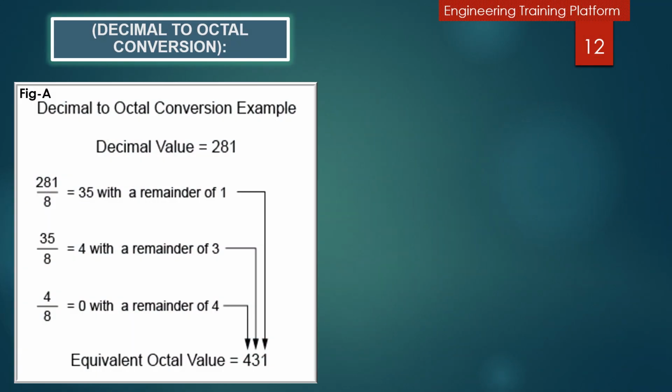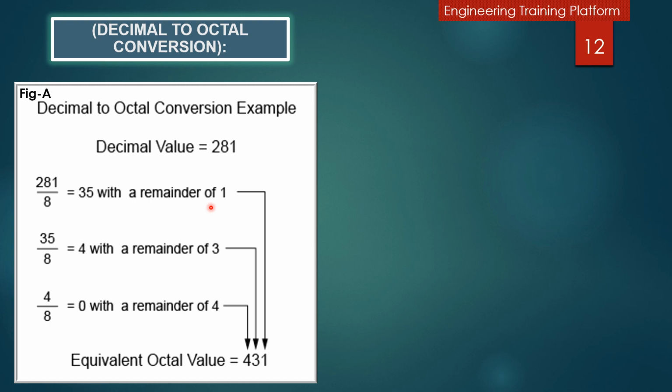Now I will explain how to convert a decimal number into an octal number. You can convert decimal to octal by repeatedly dividing the decimal number by 8 and placing the remainder in the appropriate position in the octal number. If you know the equivalent binary number for each of the octal characters 0 to 7, then you can easily convert an octal number of any length to the equivalent binary number.